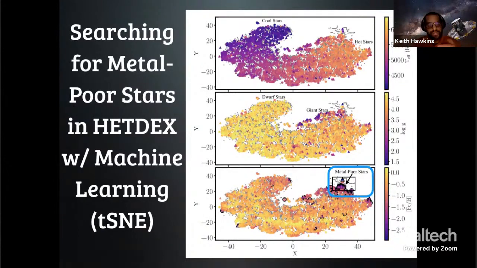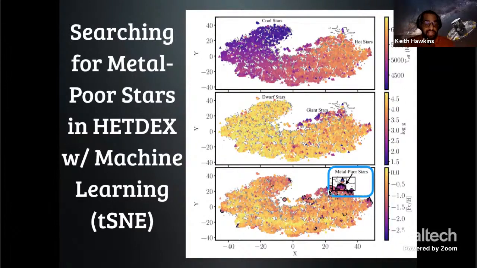What we were able to do was apply TSNE to the HETEX data set, which is shown here. Every gray point is a HETEX spectrum. We color-coded each point by its temperature in the top panel, its gravity, or its metallicity from a known higher resolution survey, either Sloan or LAMOST. Interestingly, of course, all of the hot stars group up in one area, and all the cool stars group up in another. But what was really cool is that we found a region with an enormous number of metal poor stars all in one regime.